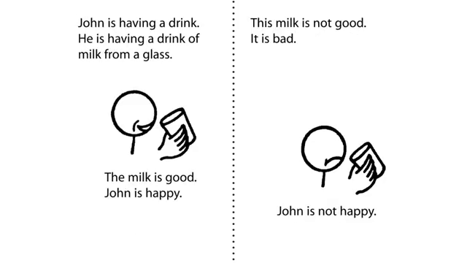John is having a drink. He is having a drink of milk from a glass. The milk is good. John is happy. This milk is not good. It is bad. John is not happy.